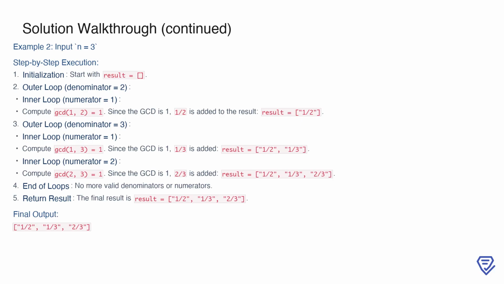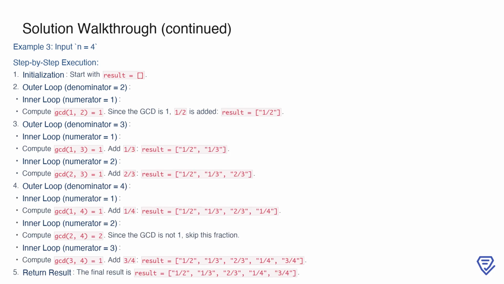Moving to the next step, the outer loop increments the denominator to 3. For this denominator, the inner loop starts again with numerator equals 1. The GCD of 1 and 3 is 1, so 1/3 is added to the list, making result equals 1/2, 1/3. The inner loop then continues with numerator equals 2. The GCD of 2 and 3 is also 1, so 2/3 is added to the list, resulting in result equals 1/2, 1/3, 2/3. At this point, there are no more valid numerators or denominators to process, so the loops end. The final result for this input is 1/2, 1/3, 2/3, which is returned.